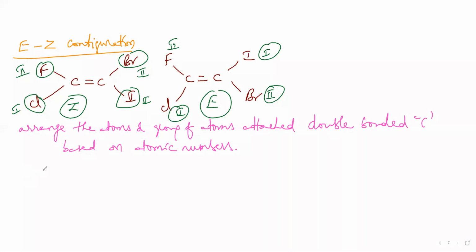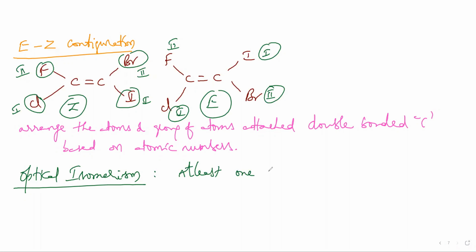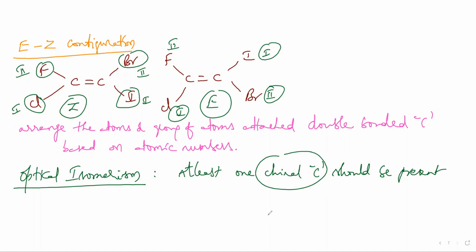Then optical isomerism. What is optical isomerism? You can consider two conditions for optical isomerism. What are those two conditions? At least one chiral carbon should be there. What is chiral carbon? Carbon having 4 different substituents. That is what we call chiral carbon.